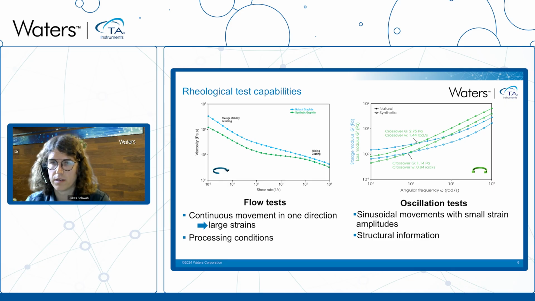And there we can, for example, see that for the natural graphite samples, the ones with the closed symbols, we have in total higher values. So something similar as we saw here also in the viscosity. But we can also see that here this crossover point shifts to higher frequency, which, for example, is an indication for a more stable network structure. So with the oscillation, we get information about the structure at rest of our sample.